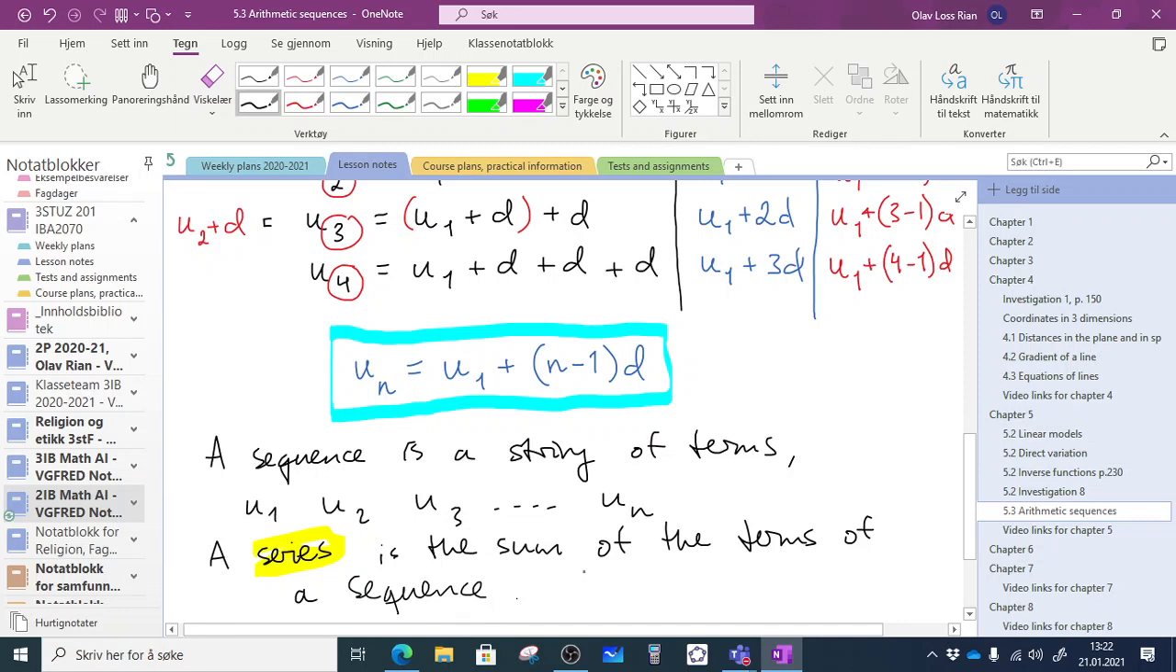And we can write that with an S. So the series, we also give that an index. The sum of the terms of this sequence, we can summarize as U1 plus U2 plus U3 plus any given terms in between, all the way up to the nth term. So summing up all the terms of the sequence, that gives us the series. So that's the relationship between a sequence and a series.